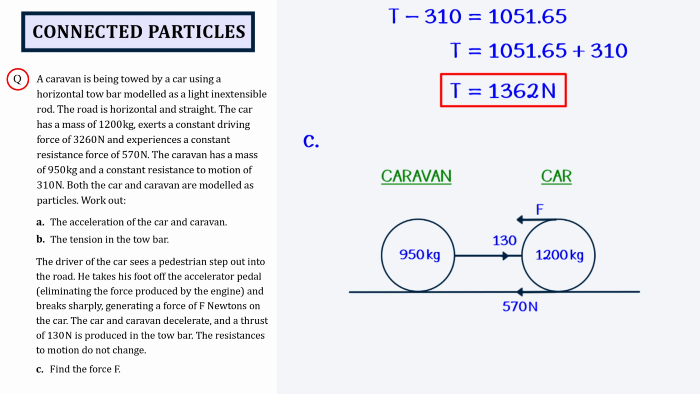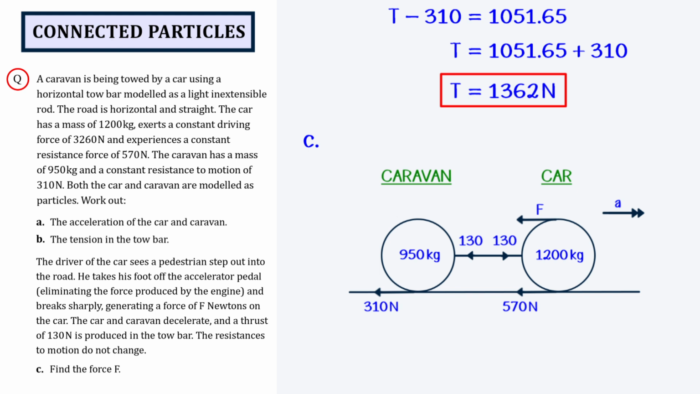But because of Newton's third law, an equal and opposite thrust must also act on the caravan. And so we can label this as 130 newtons acting in the opposite direction. And as in part B, the caravan still experiences the same resistance force. So we can label this as 310 newtons in the opposite direction to motion. And finally, we can label acceleration in the direction of motion, but this will be negative if the engine is stopped and the brakes are applied to the car.